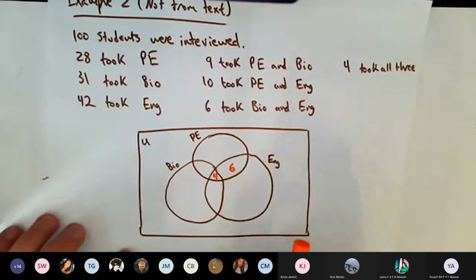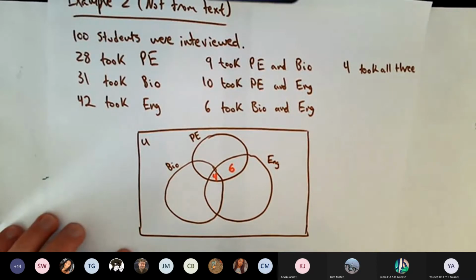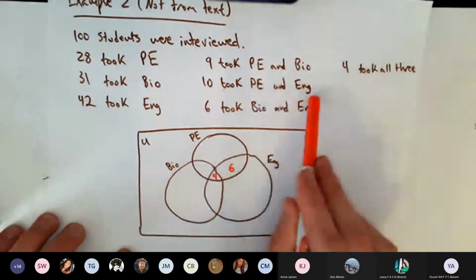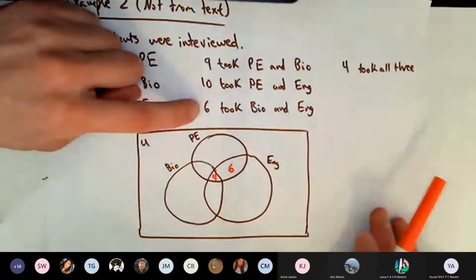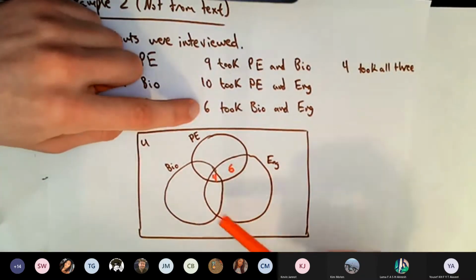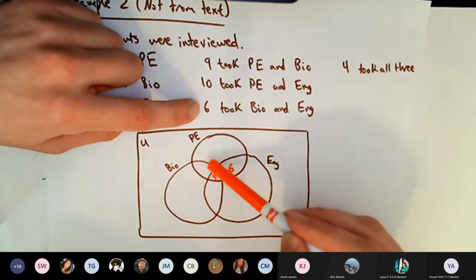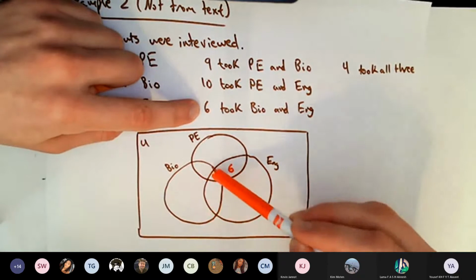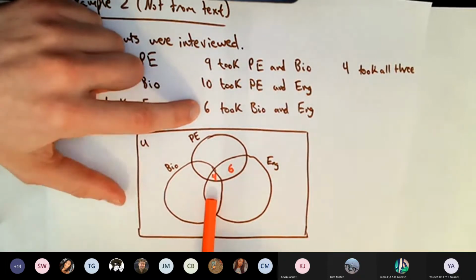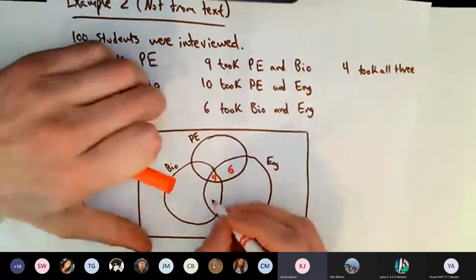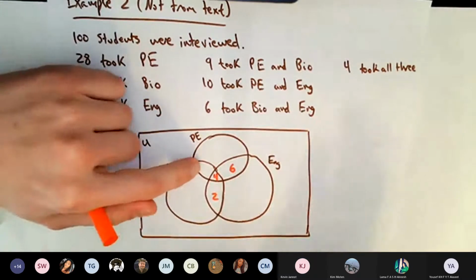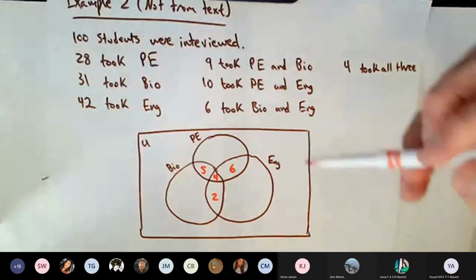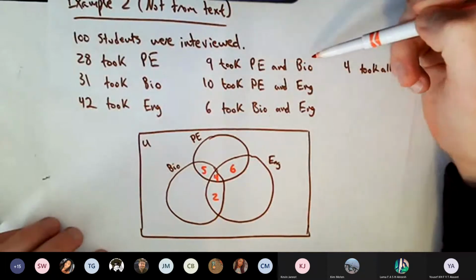Okay, so Kevin, if 6 took biology and English, so now I'm looking here, biology and English, then the sum of this intersection should be 6. So what should go here? 2. Yeah, good. You got it. All right. And then that means over here that this should be a 5. That should be a 5. That's the last little intersection of PE and biology.